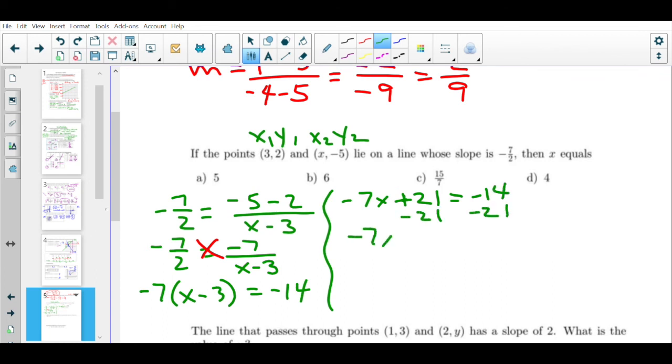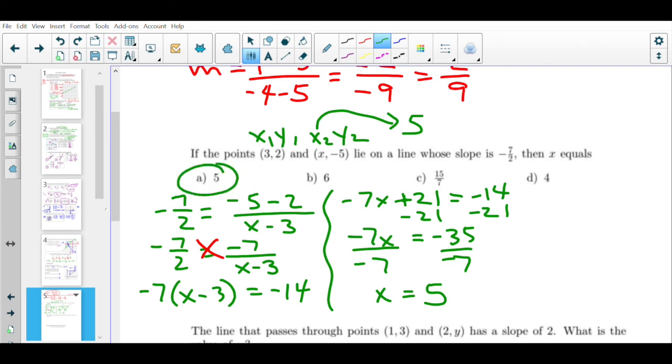Isolating x, so we're dividing by negative 7, so that's x equals 5. So this x2 value is 5, so that's letter A.